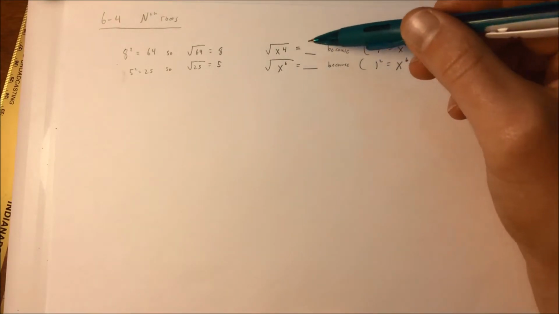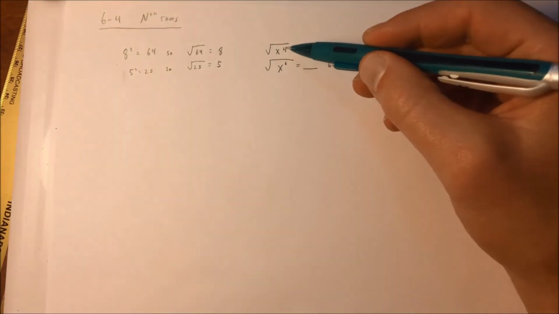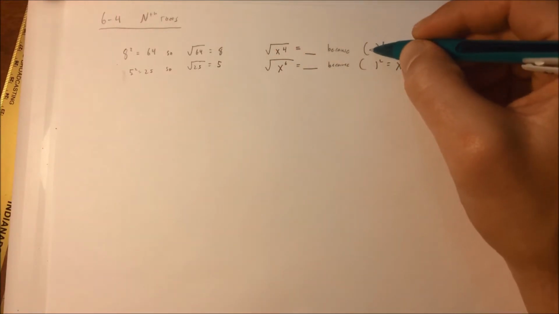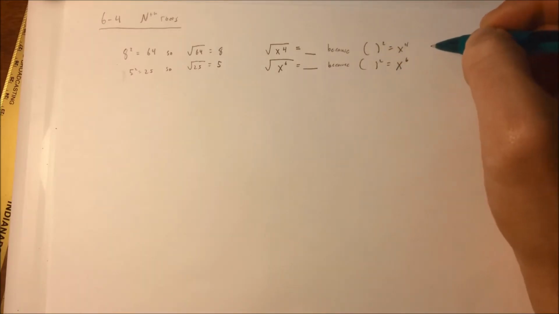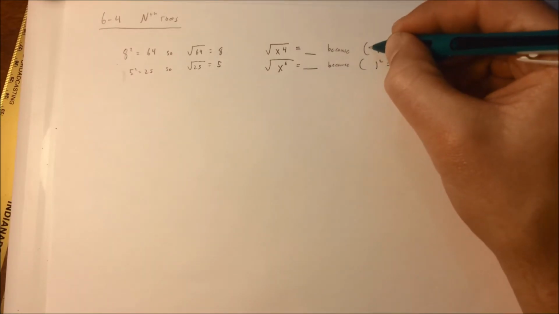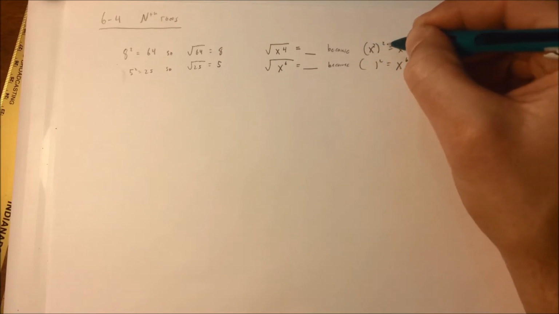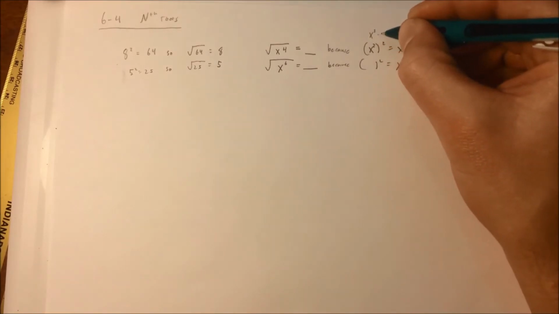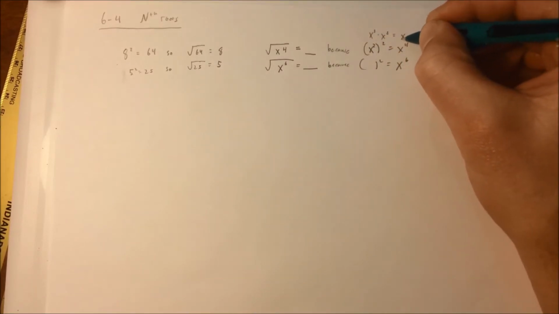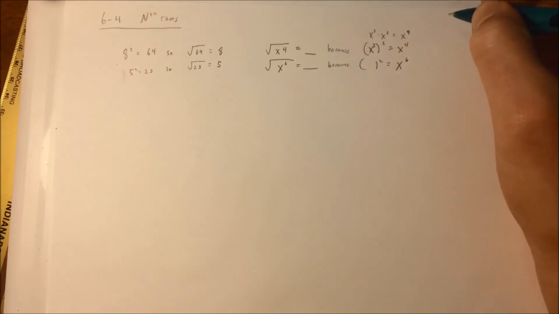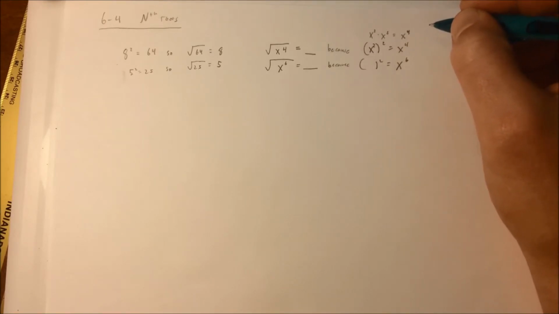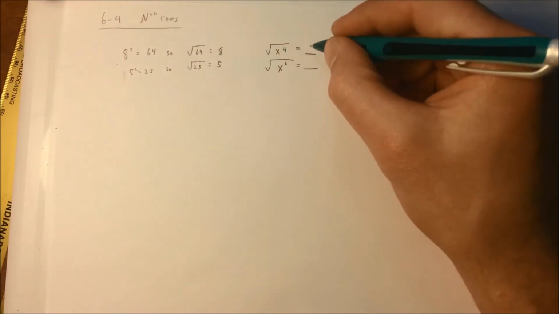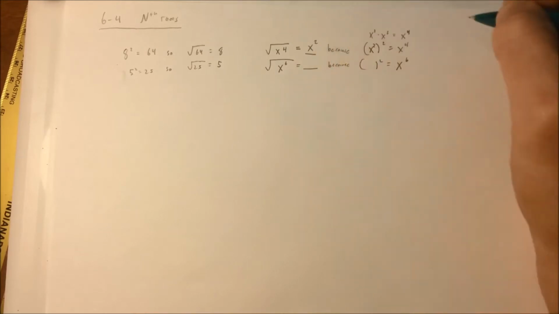Taking this idea one step further, what about the square root of x to the fourth? Well, it's got to be something squared that equals x to the fourth. What's that going to be? We can look at this as x squared. X squared, squared is x to the fourth, because that would be x squared times x squared, which would give me x to the fourth. Most of these problems are just figuring out another way to rewrite it that makes sense to you. So the square root of x to the fourth is just x squared.